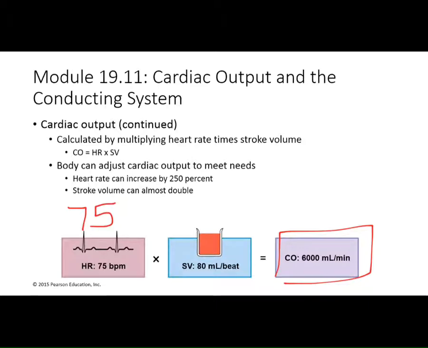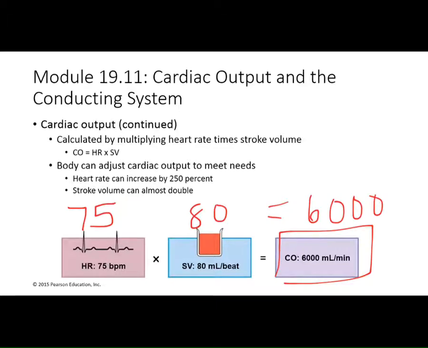And this is new for you, the average stroke volume is 80. So in other words, every time your heart squeezes, your ventricles squeeze, you're putting 80 mils of blood into your circulation. Okay, so 80 mils every time, times 75 beats is going to give you 6,000 milliliters per minute. Now the body can adjust cardiac output. Now how could it adjust cardiac output?